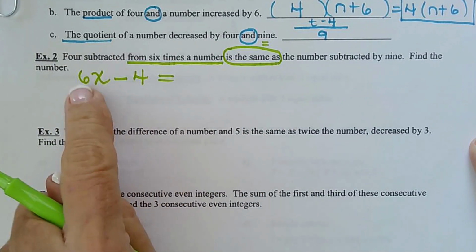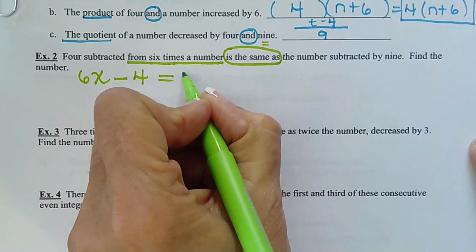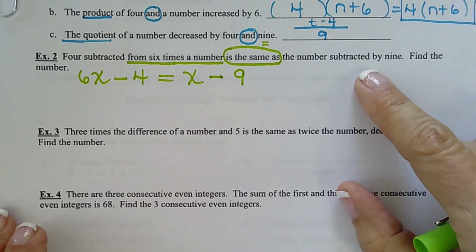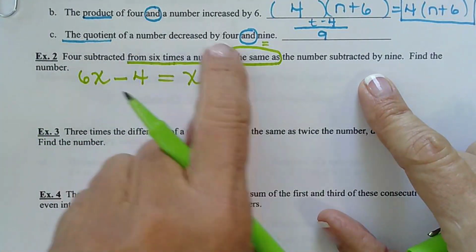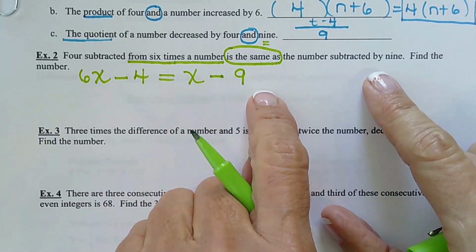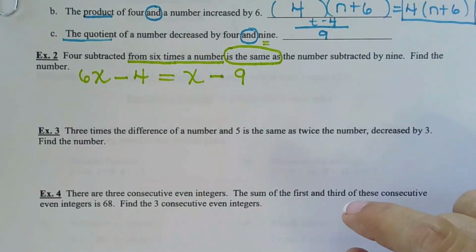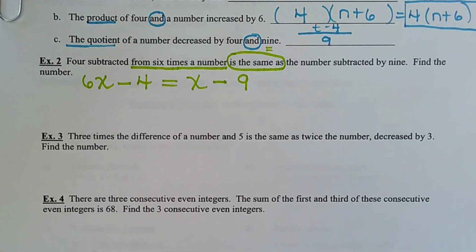So 4 subtracted from 6 times a number is equal to that same number subtracted by 9. Not from 9, by 9. So that's the difference between from and by. From means that has to be first. By 9 means it is second. The number subtracted by 9. And now we just have a little 2-step equation. So actually the solving part of these is easier than all the equations you've already done. That's the easy part. So the new part is writing your own equation.